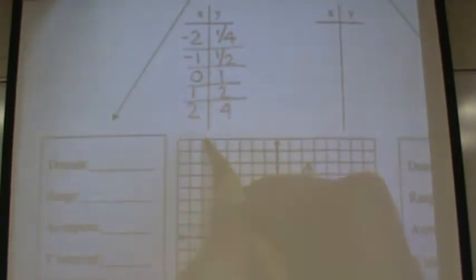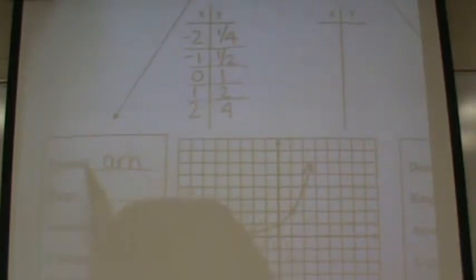Now let's fill in this information. Your domain. In other words, what x values can we plug in? All the numbers in the world. All real numbers. I'm asking you, what's the domain? The domain is all real numbers. Your range is all the y values, starting here. Here's your lowest y value. Is this ever going to cross the x-axis? It's not. So your range is y is greater than 0.